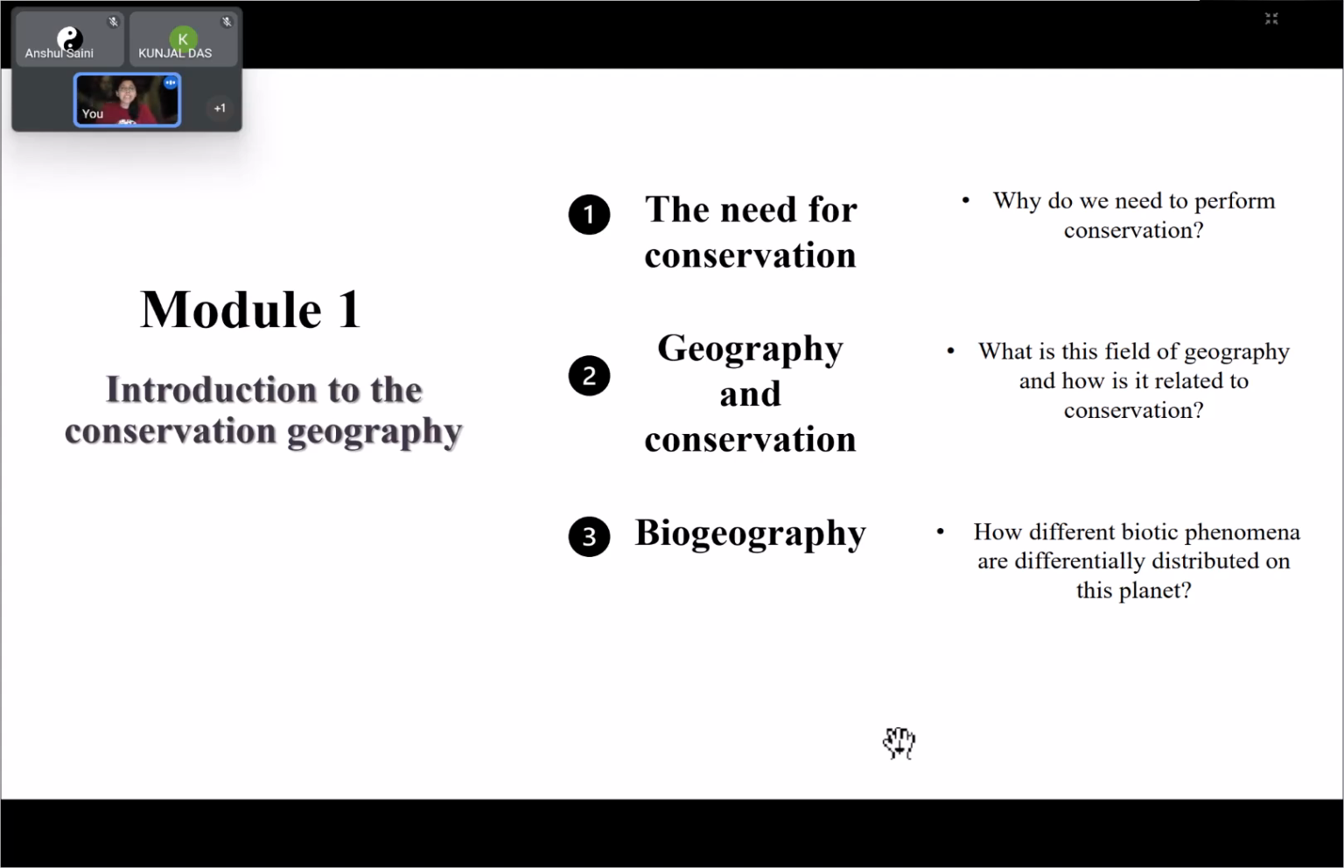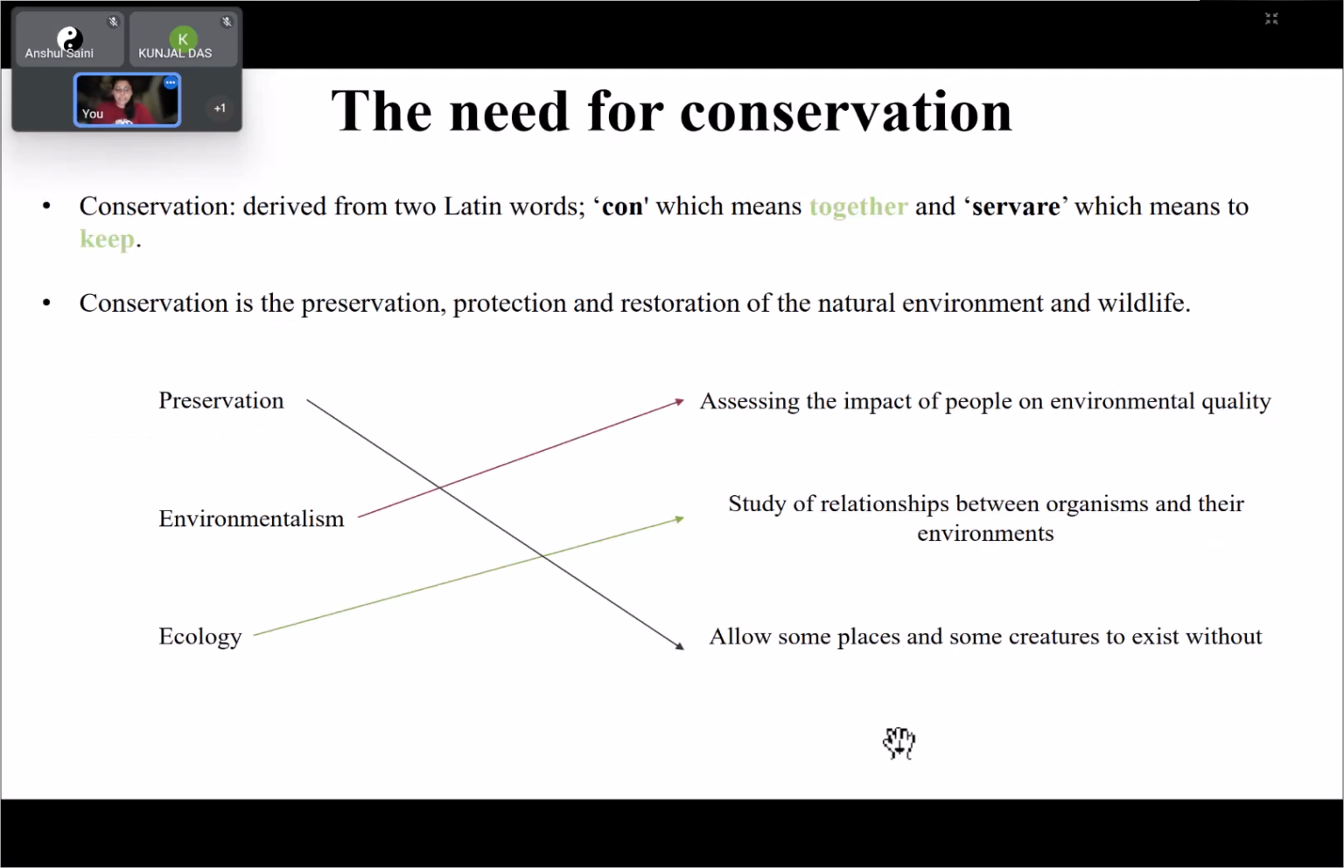The third lecture was about biogeography, which looked into the different biotic phenomena that are differentially distributed on the planet. So we're talking about plants, animals, and all the different kinds of species that exist on planet Earth. Why are they present where they are present, and what are the processes that define or guide their presence there? So let's begin with the formal definition of conservation.